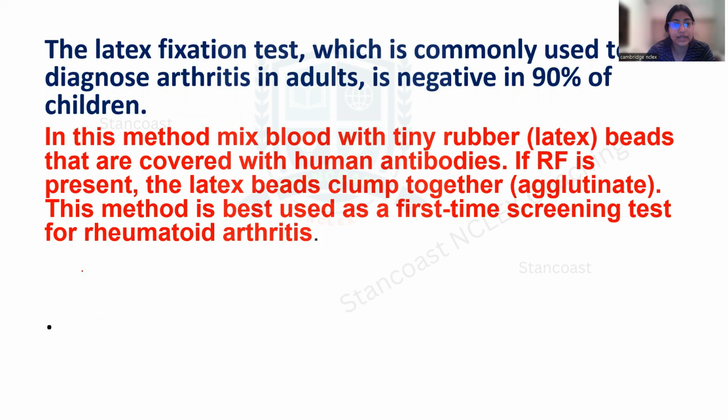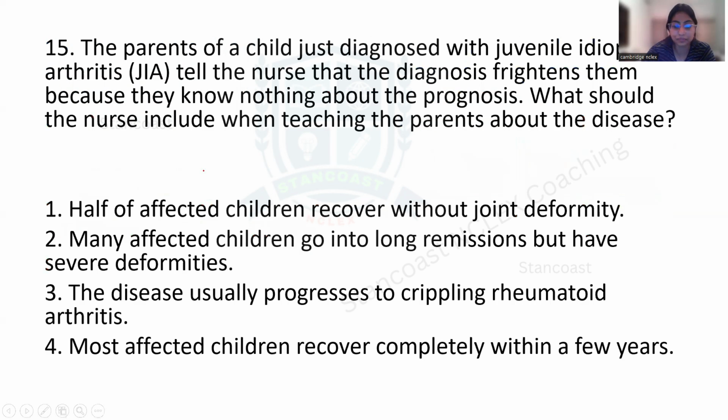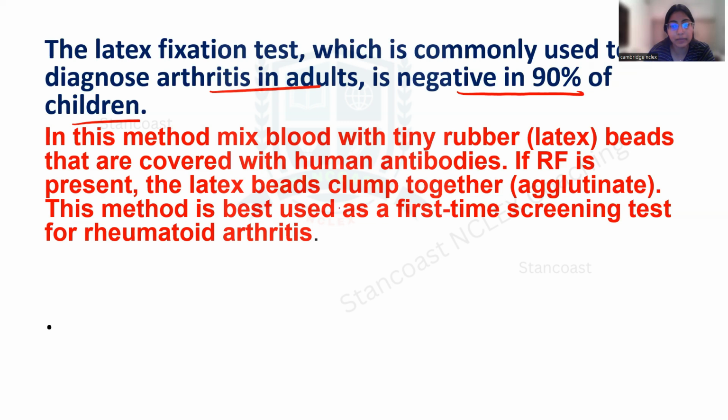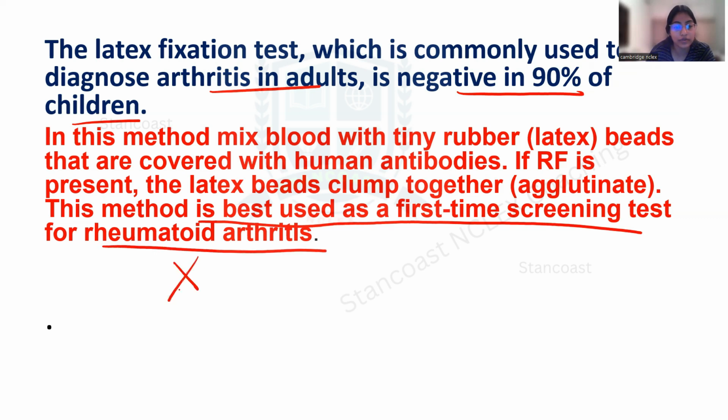Let's see, the latex fixation test, which is commonly used to diagnose arthritis in adults, is negative in 90% of children. So what occurs in the latex fixation test is that in this method, blood is mixed with tiny rubber beads that are covered with human antibodies. If RF is present, the latex beads clump together, that is agglutinate. This method is best used as first-time screening for rheumatoid arthritis. So it is not recommended in juvenile idiopathic arthritis.